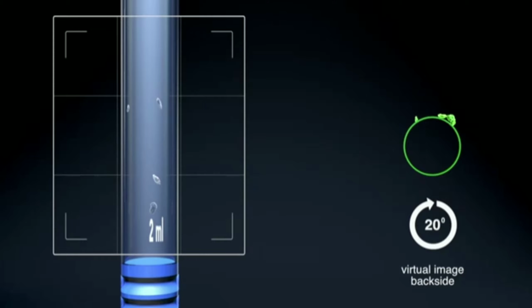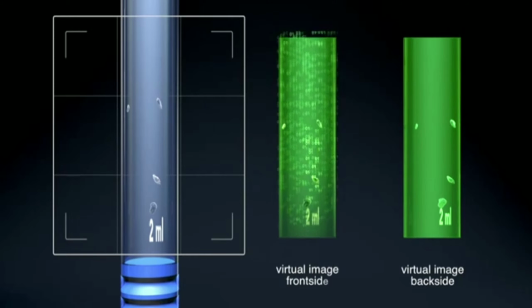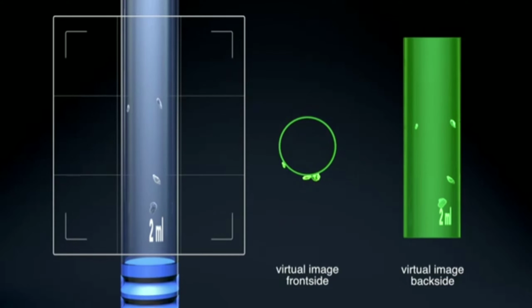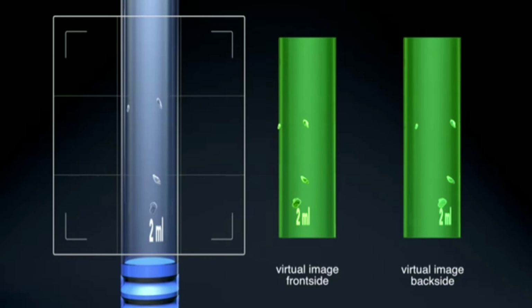In the next stage, it is assumed that all particles from the real camera image are on the front surface of the container. After the same defined rotation, the image would look like the generated virtual image of the front surface.